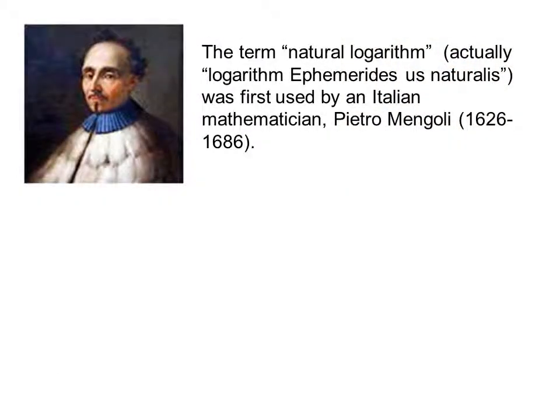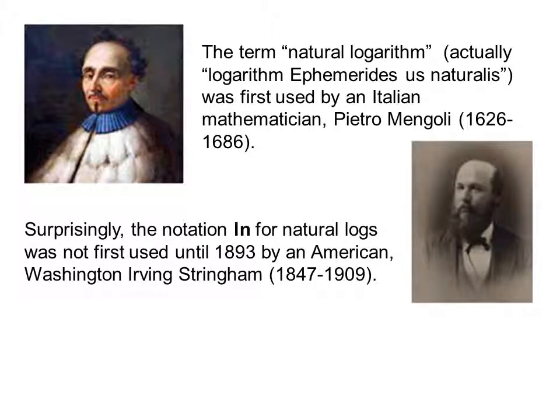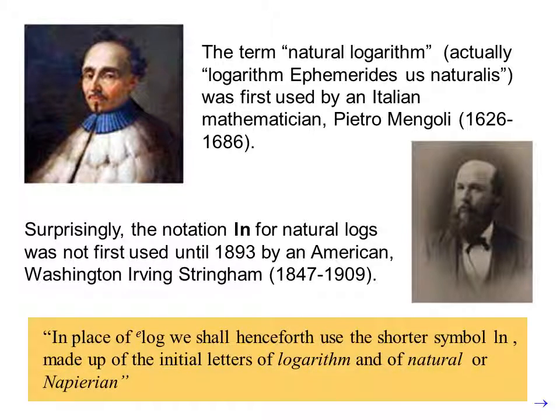The term natural logarithm, actually logarithmus naturalis, was first used by an Italian mathematician, Pietro Mengoli, who lived from 1626 to 1686. Surprisingly, the notation ln for natural logs was not first used until 1893 by an American, Washington Irving Stringham, who lived from 1847 to 1909. In place of e-log, we shall henceforth use the shorter symbol ln, made up of the initial letters of logarithm and of natural or Naperian.